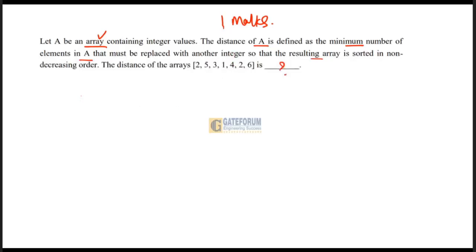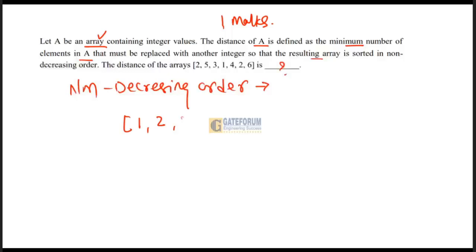We just need to sort this array in non-decreasing order. So after this, I am going to get 1, 2, 2, 3, 4, 5, 6. This is after sorting the array A, which is given, in non-decreasing order, right? Now the original array is already here, so I am going to compare it with the sorted array.